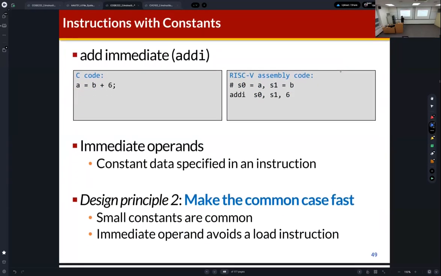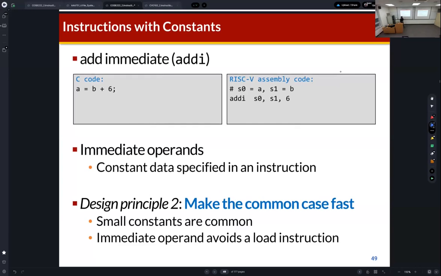And then, let's see another type of instruction. This instruction uses the immediate data type, and an example is add immediate. The mnemonic of this instruction is addi. I represents the immediate, so it is called add immediate.